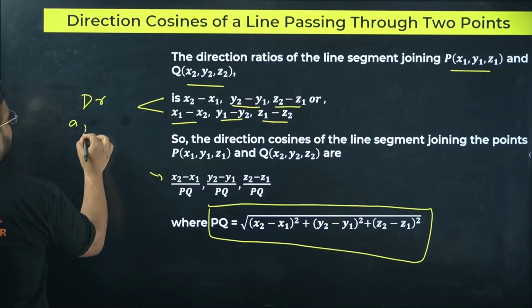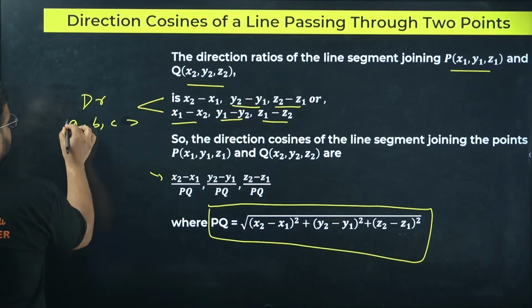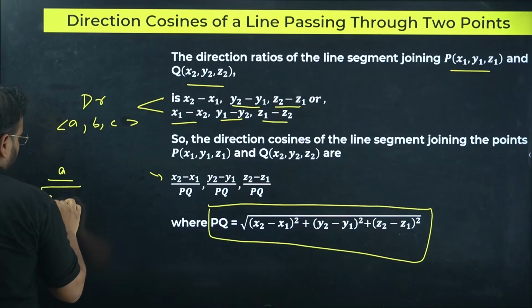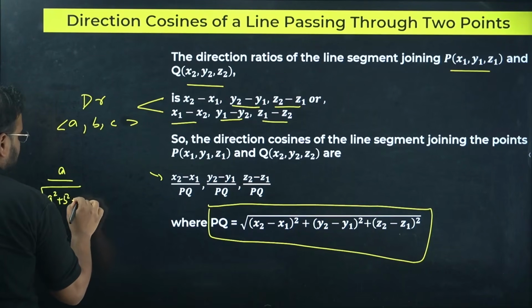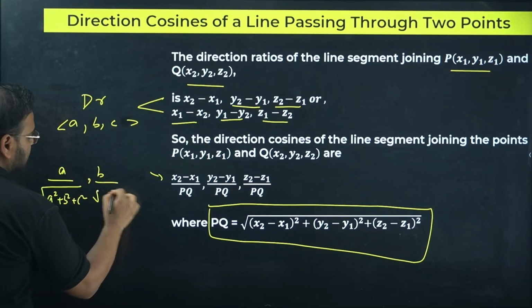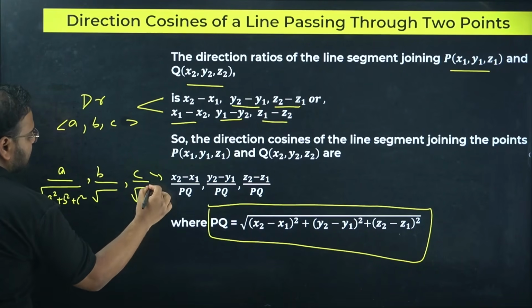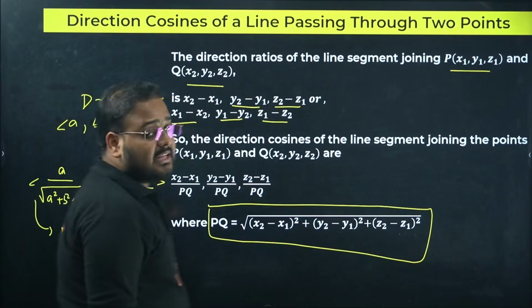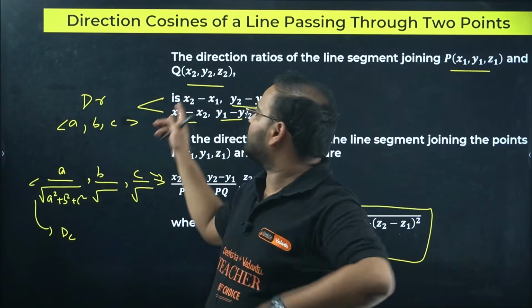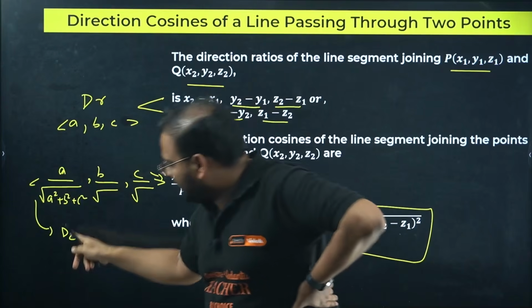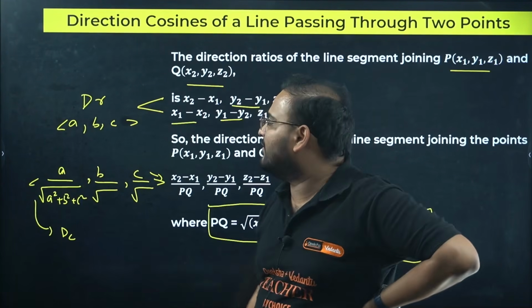let's say I call the DRs a, b and c, then basically this result is a upon the square root of the sum of squares of a, b and c, b upon the same thing, and c upon the same thing. Now this will become your direction cosines. So DRs are a, b, c, basically x2 minus x1, y2 minus y1, z2 minus z1, but the DCs, the direction cosines l, m, n, will be what?